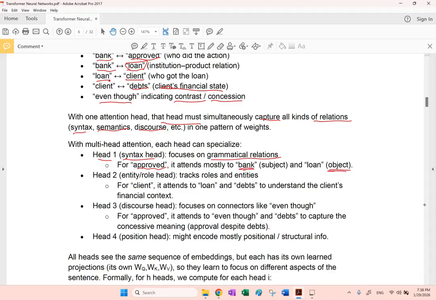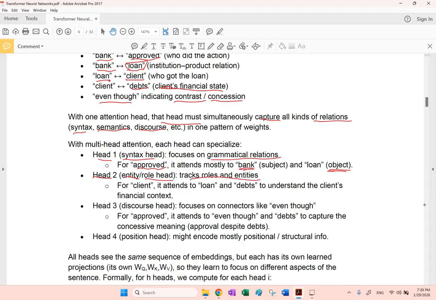So if I give that sentence to ChatGPT and say, hey, what is the object of this sentence? What is the subject? What is the main verb? It is able to find all of them. Well, probably it can catch it with one of these heads. The second head talks about, for instance, the entity and the role, like tracking roles and entities.